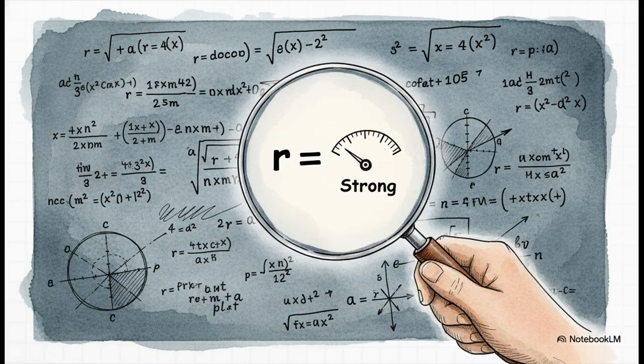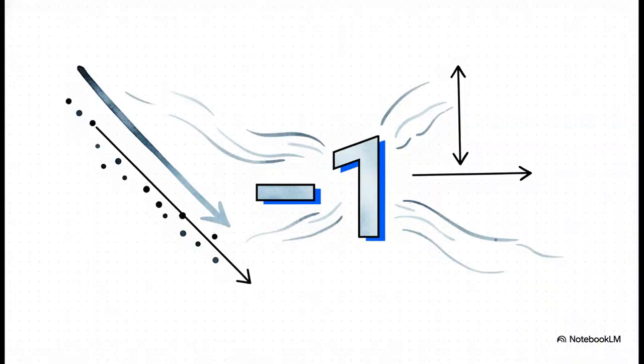Now, you might see the actual formula for R and your eyes might glaze over a little bit. It can look pretty intimidating, but don't worry about it. For our investigation, we're not going to be crunching these numbers by hand. What's absolutely crucial is just understanding what that final number actually means. So this R value, it lives on a scale from -1 to +1. That's it. Let's look at the extremes.